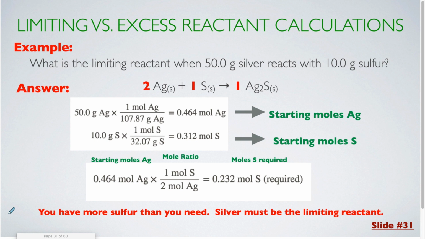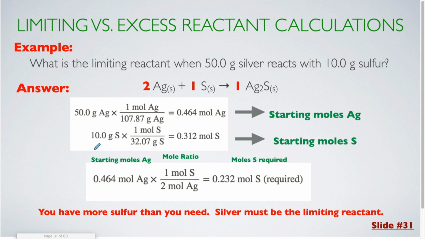In this example, we are given 50 grams of silver and 10 grams of sulfur, and we are trying to determine what the limiting reactant is. One way you can do this is by converting each of the gram values that you're starting with into moles. So we had 50 grams of silver, we do a one-step mole conversion, and we have 0.464 moles of silver.